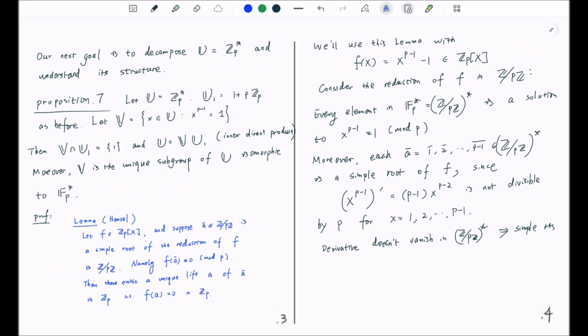Finally, let us show that U is the inner direct product of V and U1. We will begin by showing that the intersection of V and U1 is trivial.